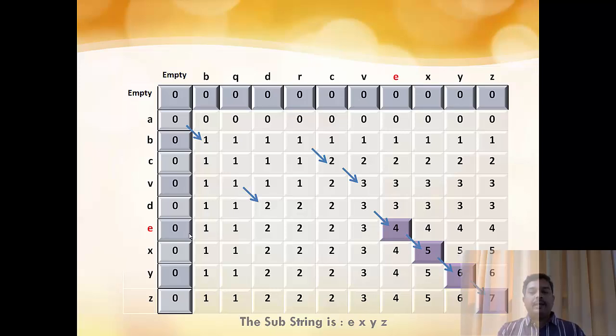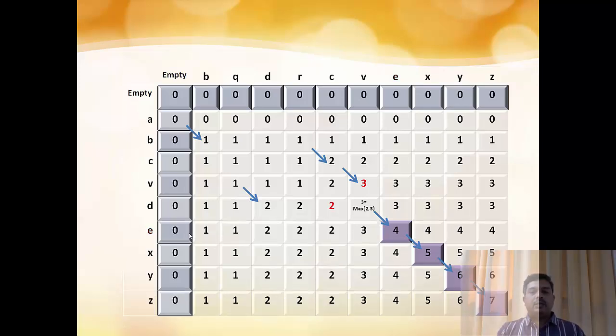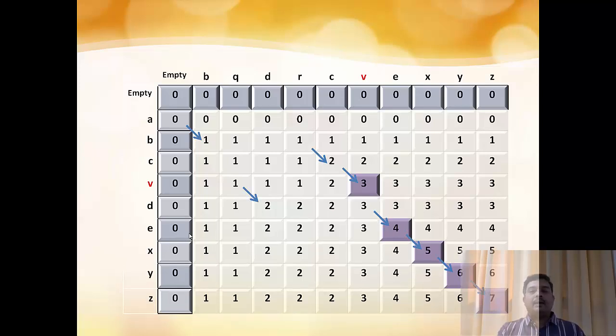Now follow the tail of the arrow, that is this particular cell with value 3. But this particular cell is not pointed by any arrow. So what we'll do? We'll try to see how we got this value. The maximum of 2 and 3. So the maximum of 2 and 3 is 3. That's why we'll go up. That particular value is now pointed by an arrow. So write the string, include the element V. So the substring becomes V, E, X, Y, Z.